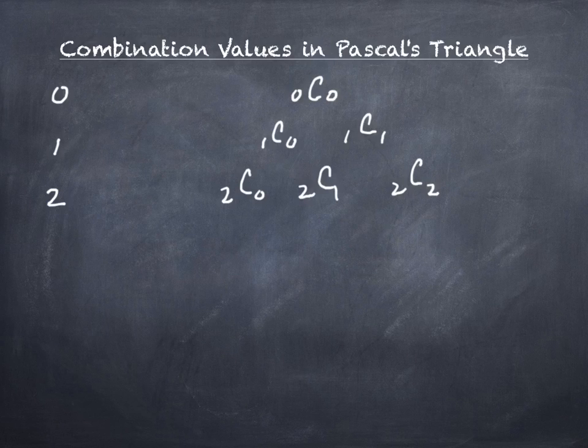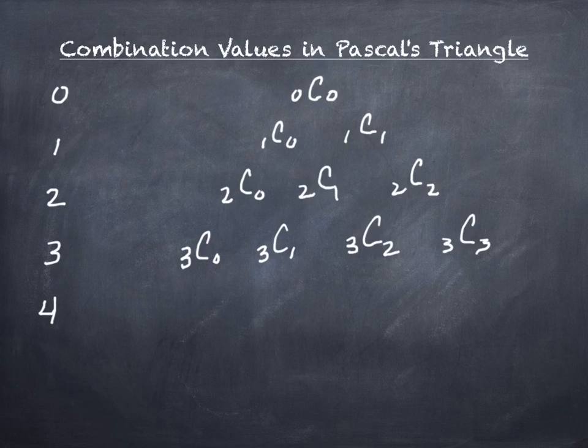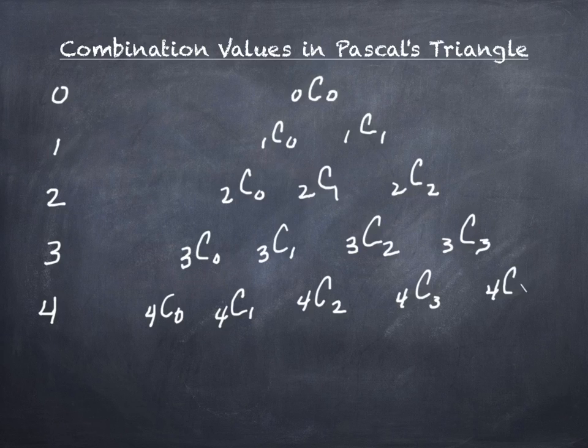I promise I'm going to explain this all when we get there. Let's do a couple more rows. Row 3: I've got 3C0, 3C1, 3C2, and then 3C3. Let's go one more row. Well, I'll do 2 more rows because I did 2 more in my other class. So we have 4C0, 4C1, 4C2, 4C3, 4C4.